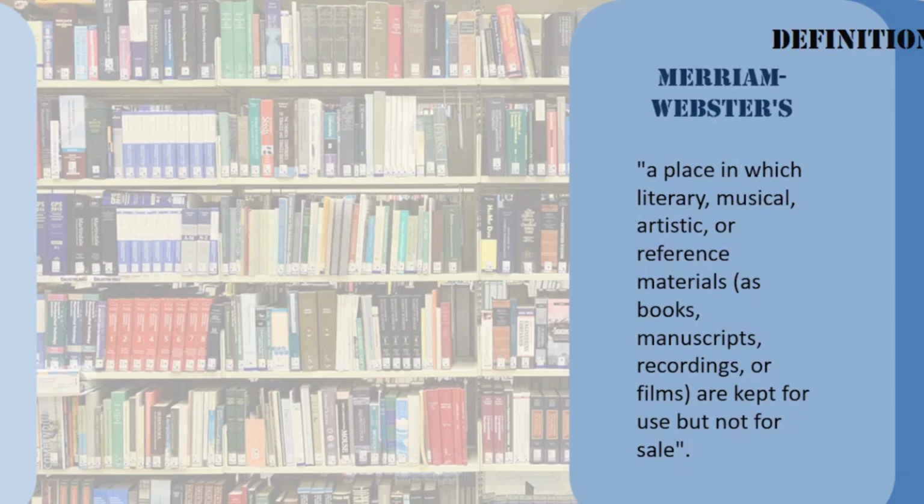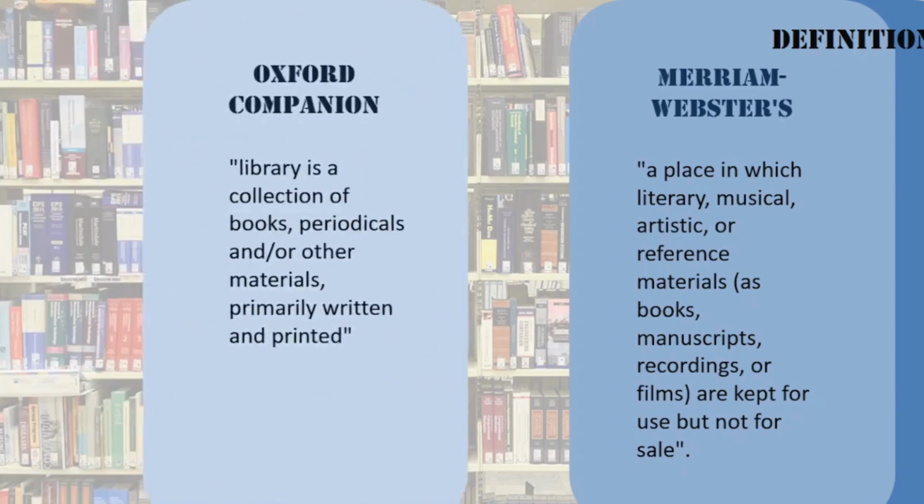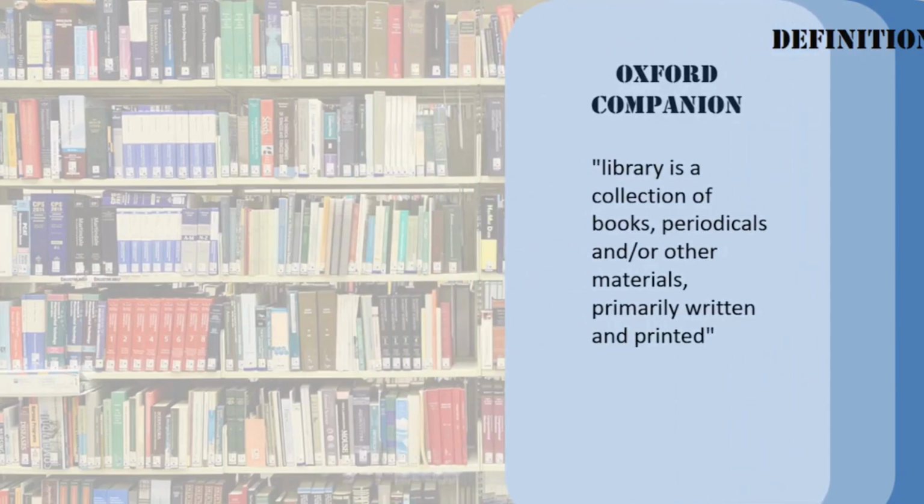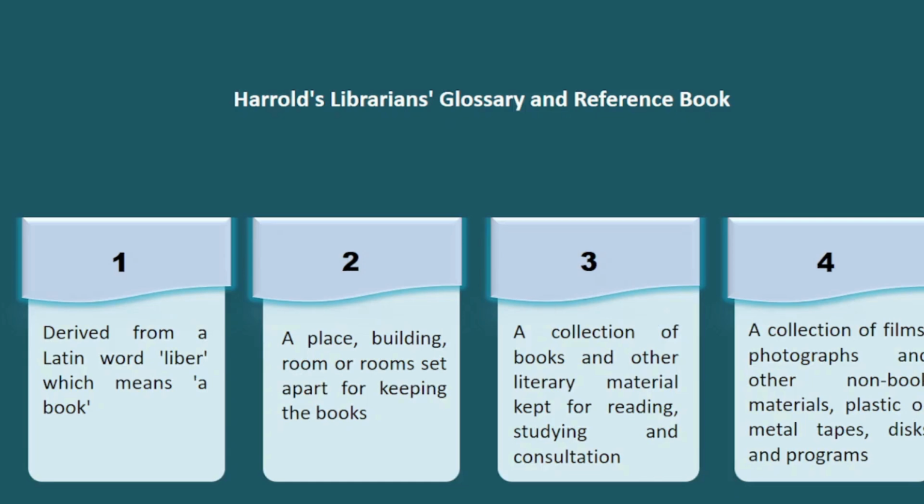Thirdly, the Oxford Companion Dictionary tells us that a library is a collection of books, periodicals, and or other materials primarily written or printed. The next one is the Harrod's Librarians' Glossary and Reference Book. Here, the book has described the definition of library in four components.